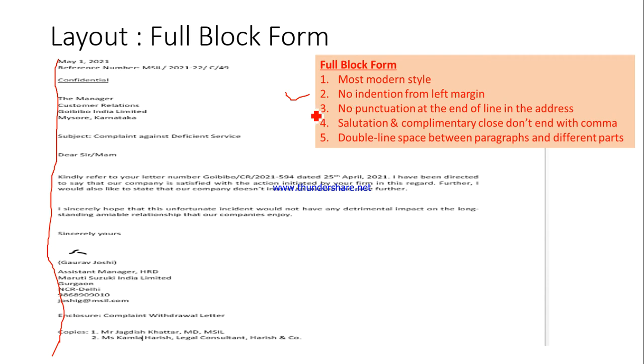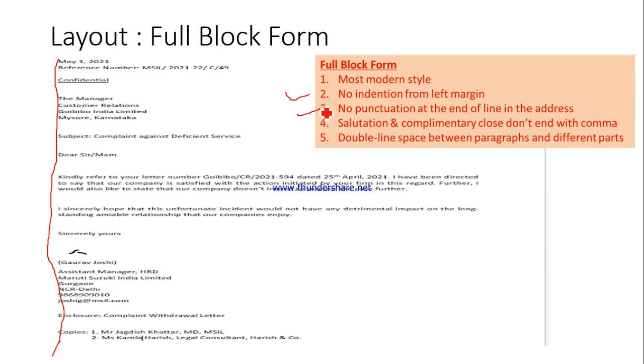Now these are some of the things that you have to take care of, because if you start using indentation, this would no longer remain a full block form. Fine. So if you are using the full block form, and I would advise you to use this particular form because this is the easiest to understand and to retain. So no indentation from the left margin. Now have a look at the third point.